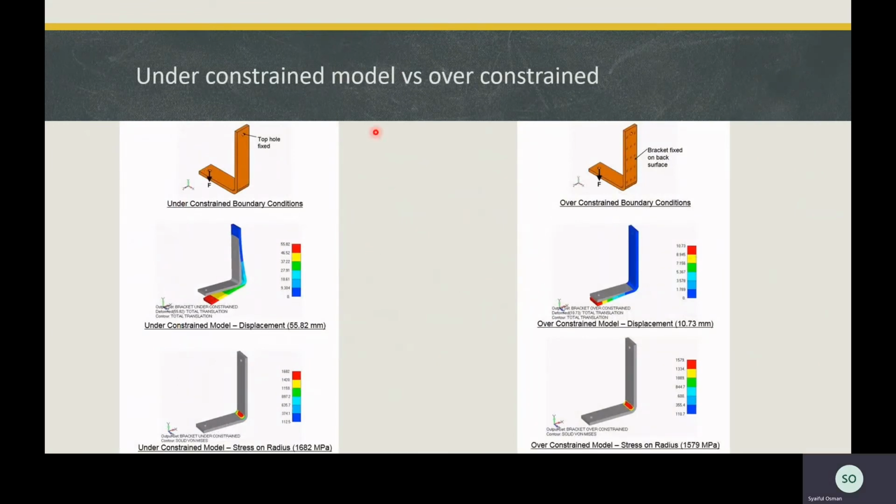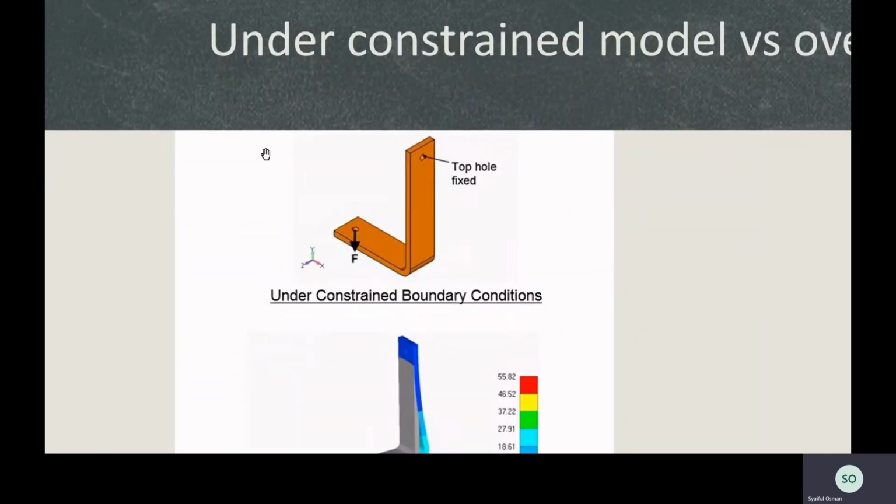And this is an example of under constraint model versus over constrained model. At the left here, we have an example of under constraint model. The top hole is fixed. So the top hole here is fixed. And this allows the bracket to penetrate the plate.